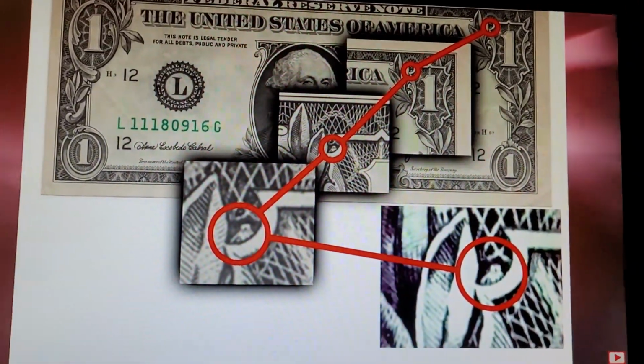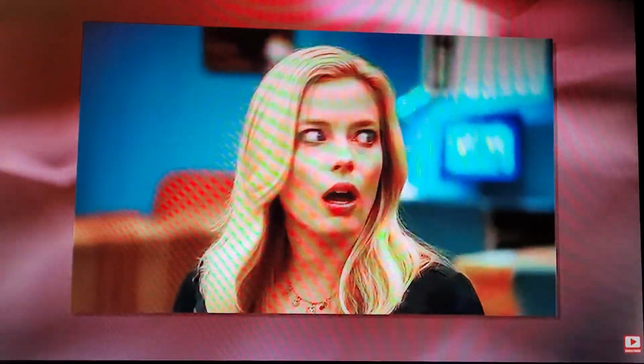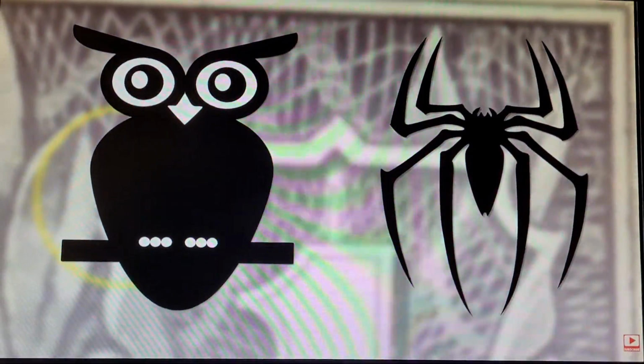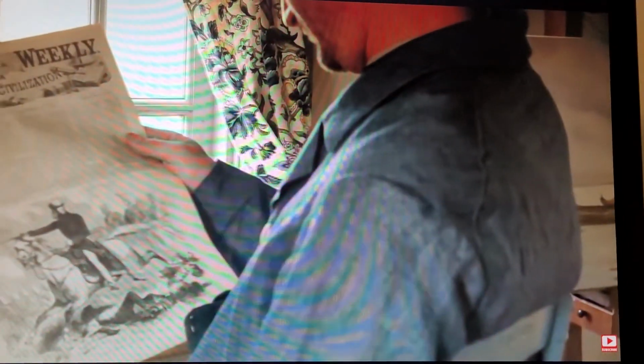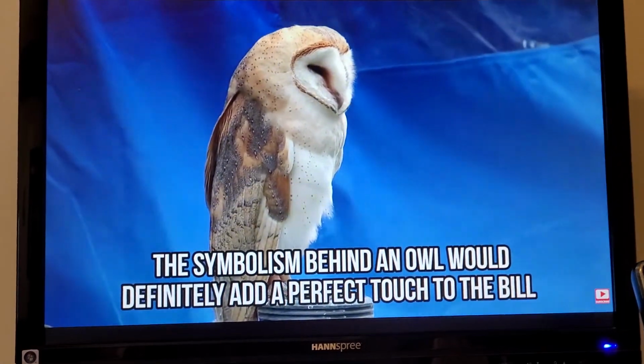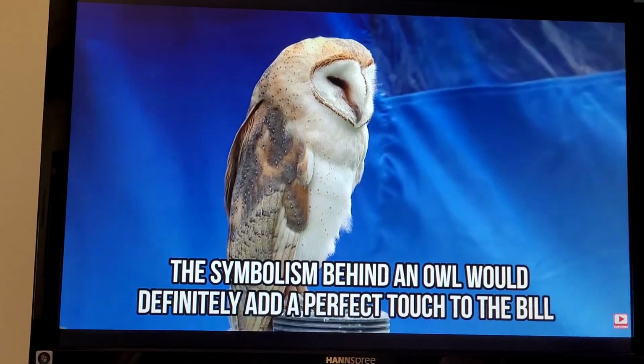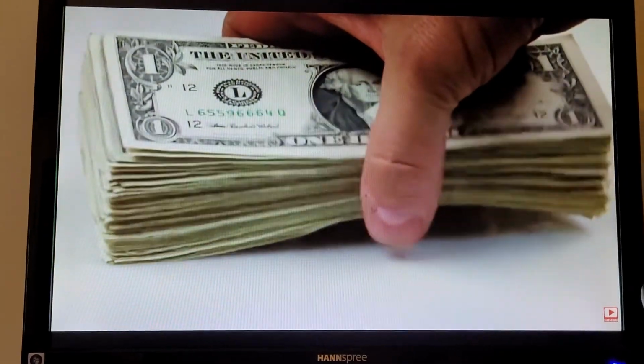Instead, you can find a small creature, and many suspect it's either an owl, a spider, or something that holds a secret symbolic meaning that's connected to the history of the United States. If you think about it, the symbolism behind an owl would definitely add a perfect touch to the bill that's already full of secret elements.